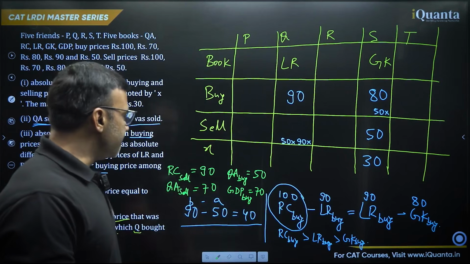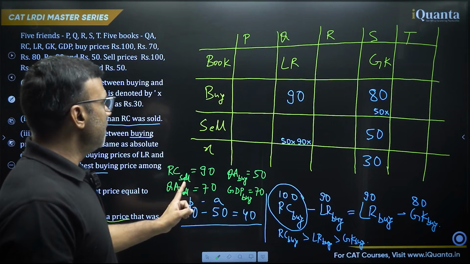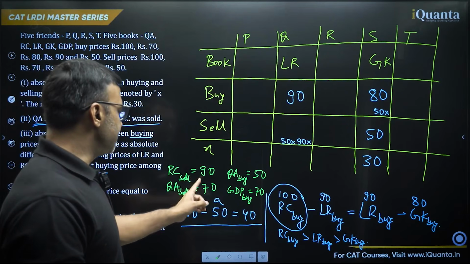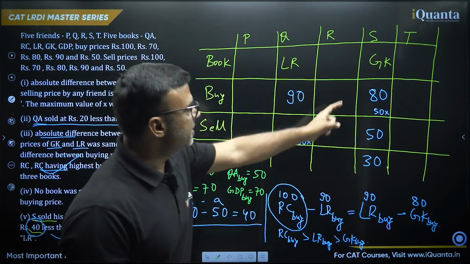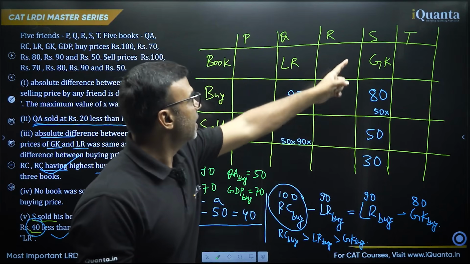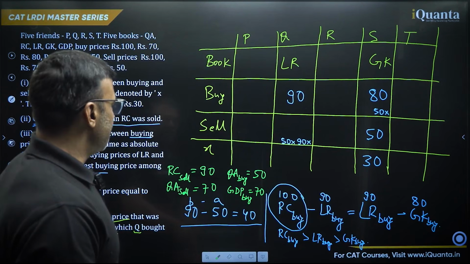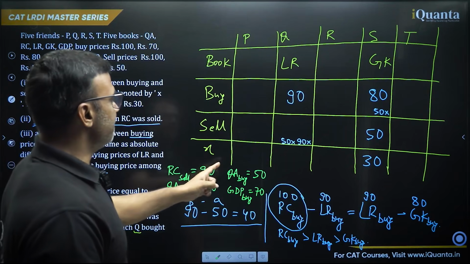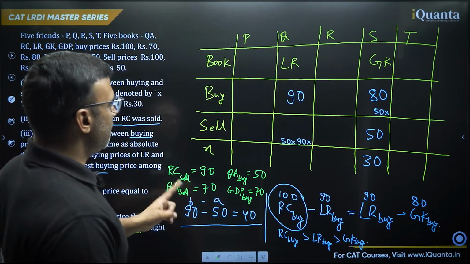What about the selling prices? Selling prices would be RC 90, QA 70, LR 90, GK 50. What about LR? LR would be 90, 70, 50. So it would be either 80 or 70.